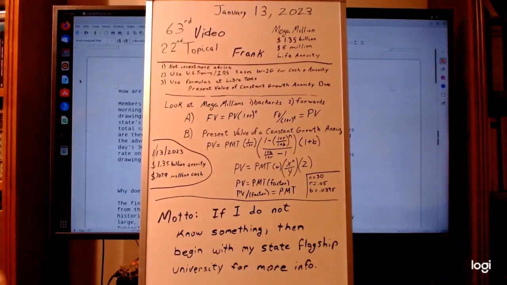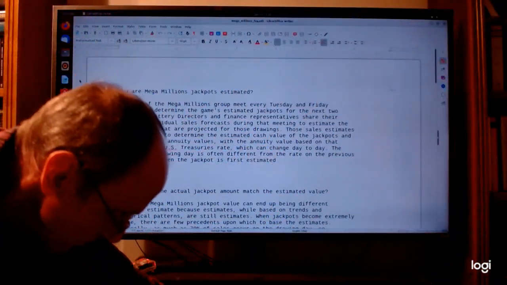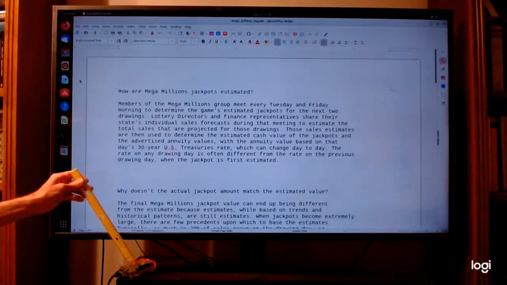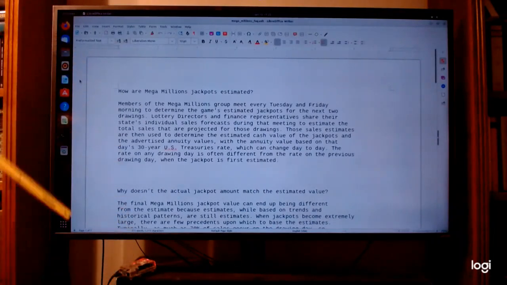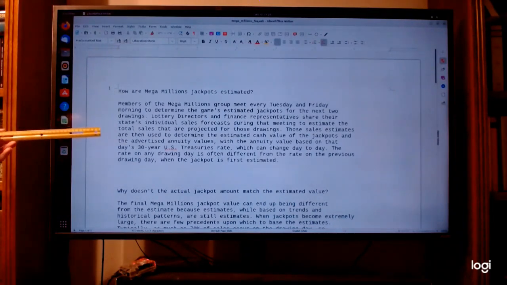So let's see what we got here. Now I'm using my Raspberry Pi to do my spreadsheet and the web browser. This is from the Mega Million website. Their facts.